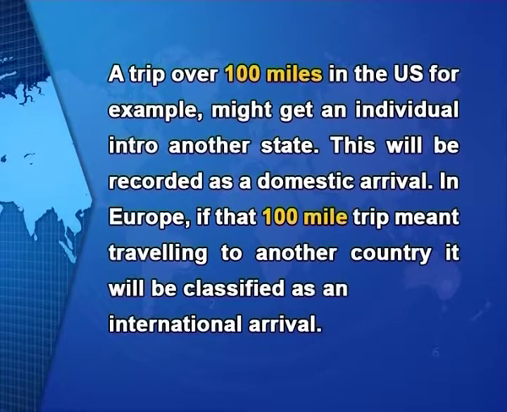A trip over 100 miles in the US, for example, might get an individual into another state. This will be recorded as a domestic arrival. In Europe, if that 100-mile trip meant traveling to another country, it will be classified as an international arrival.